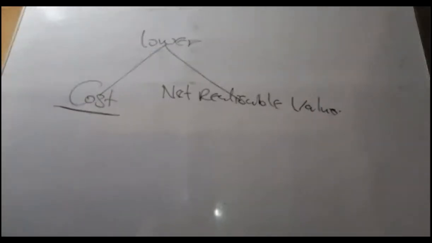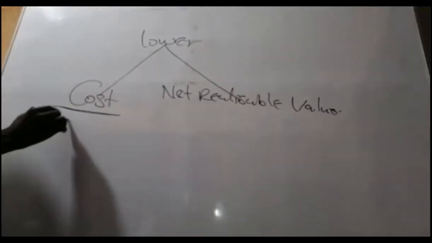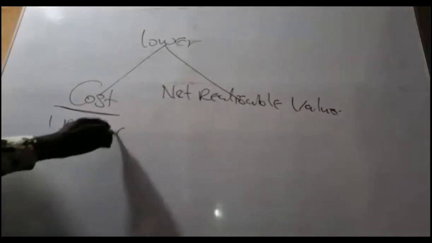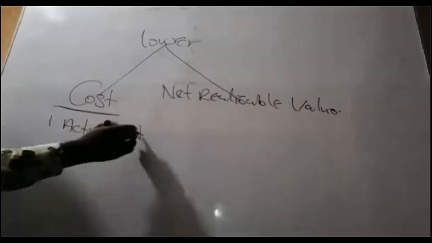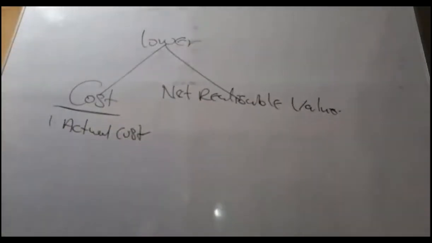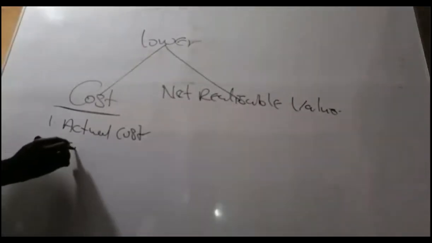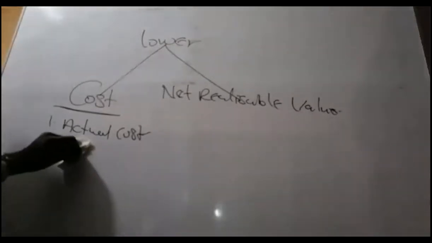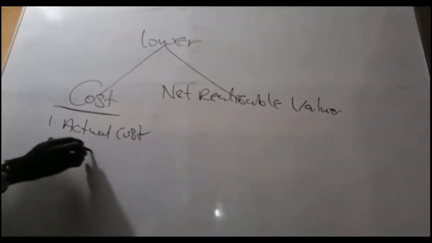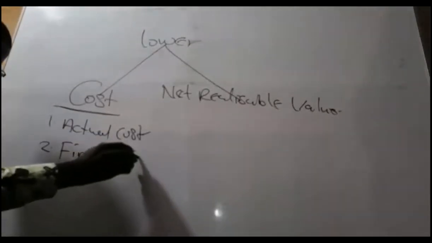What are they? These are the cost formulas. One, you can use the actual cost method. This is the one coming from the initial measurement. That's the actual cost of the goods. Two, you can use what we call FIFO: first in, first out method.